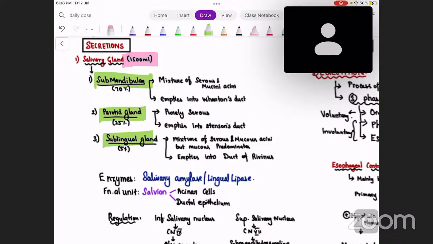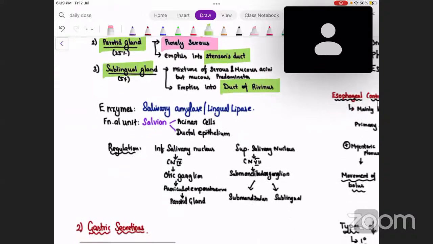Among that, the parotid gland is purely serous. And the emptying ducts are pretty important in this case. The submandibular gland empties into Wharton's duct, the parotid gland empties into Stenson's duct, and the sublingual gland empties into the duct of Rivinus. So Wharton's, Stenson's, and duct of Rivinus are the important things you have to remember.